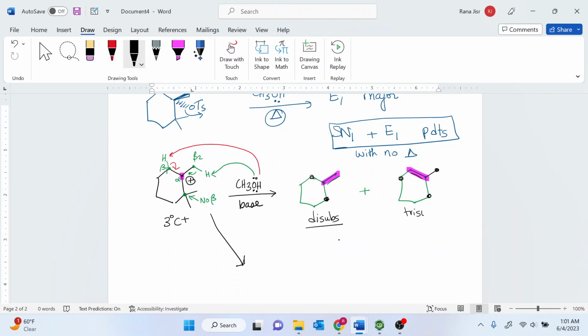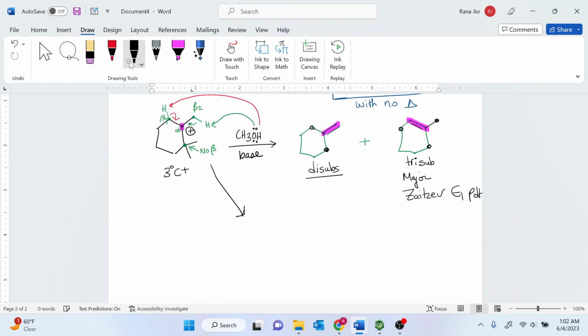So this one is going to be the major Zaitsev E1 product. As we did for the SN1, or as we did for the E2, if you have more than one elimination product, you can always write the major one and forget about the others.